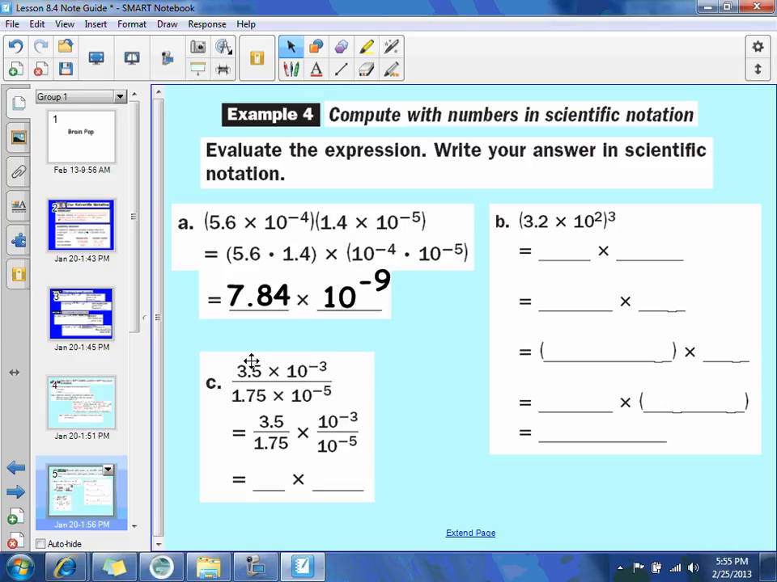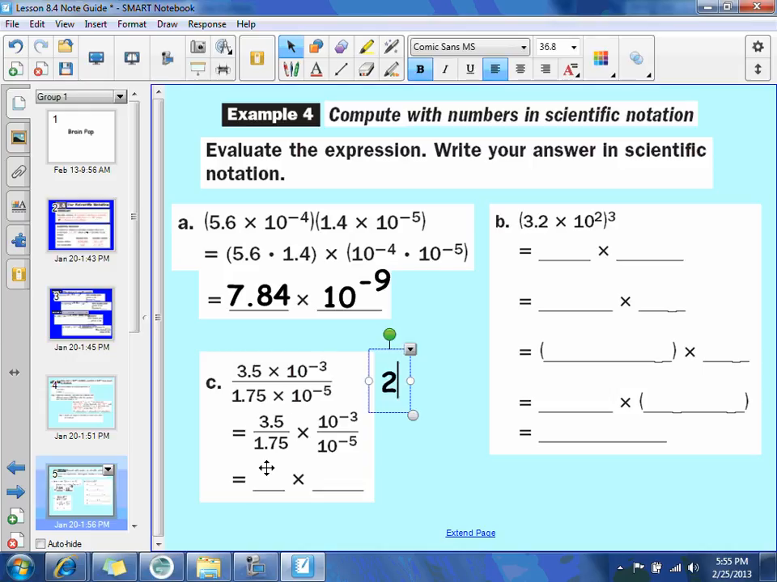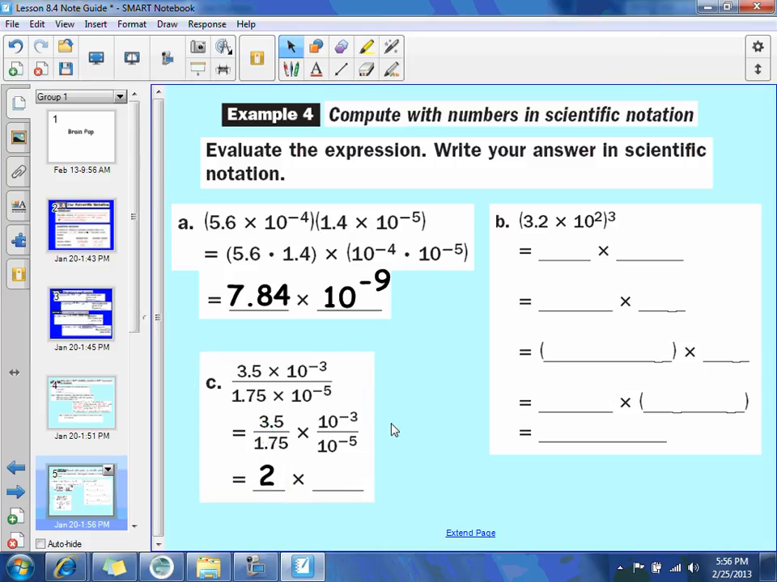The same thing works for division. Notice how they split up this division problem. 3.5 divided by 1.75 is 2. I actually did the division. Now, 10 to the negative 3rd divided by 10 to the negative 5th.